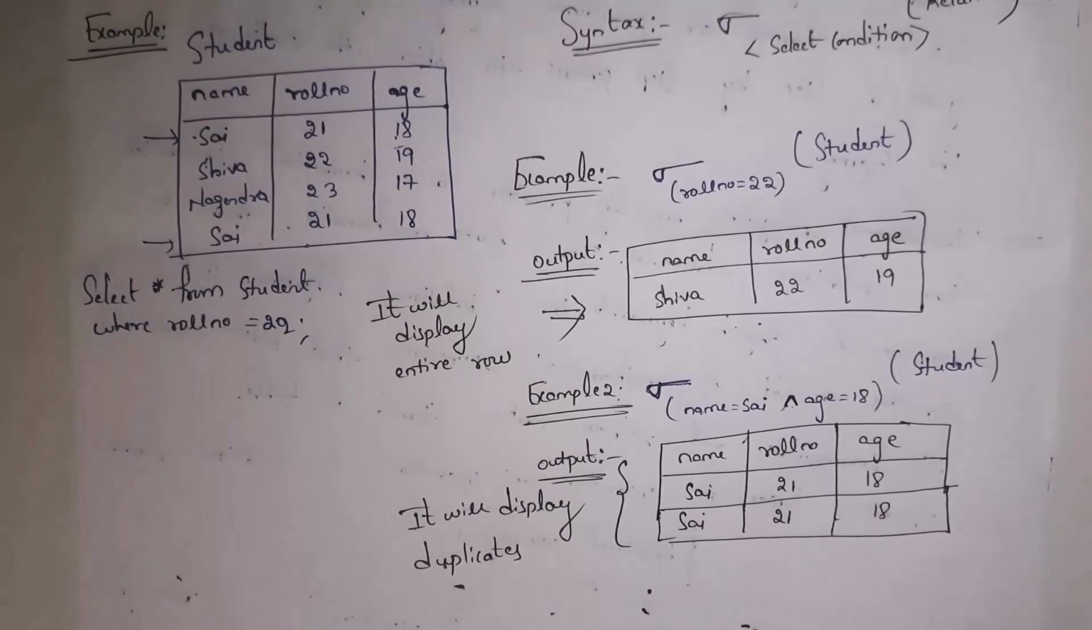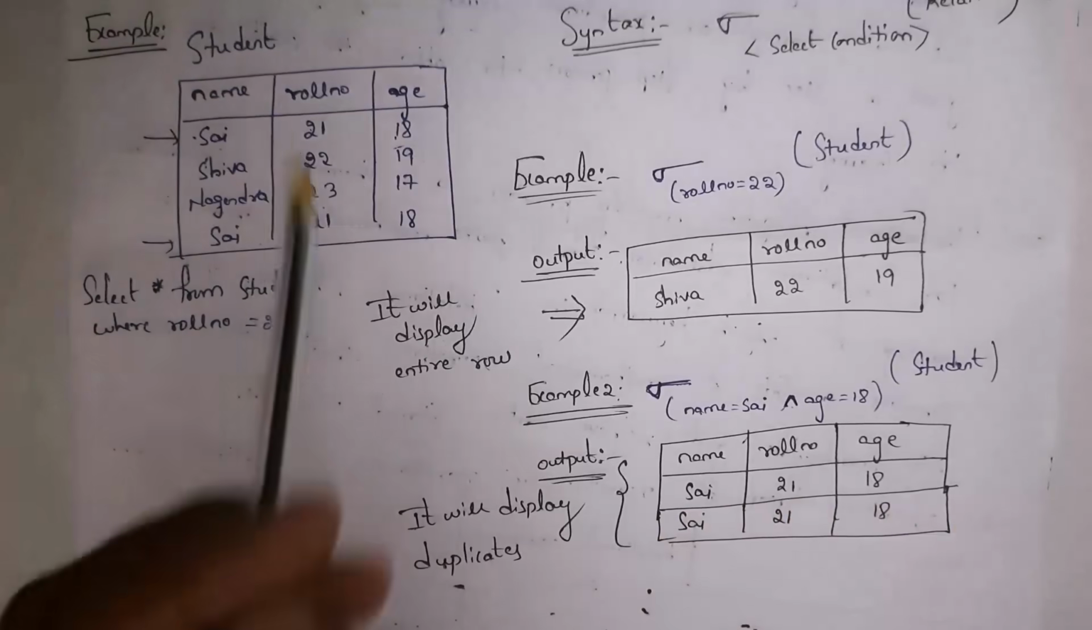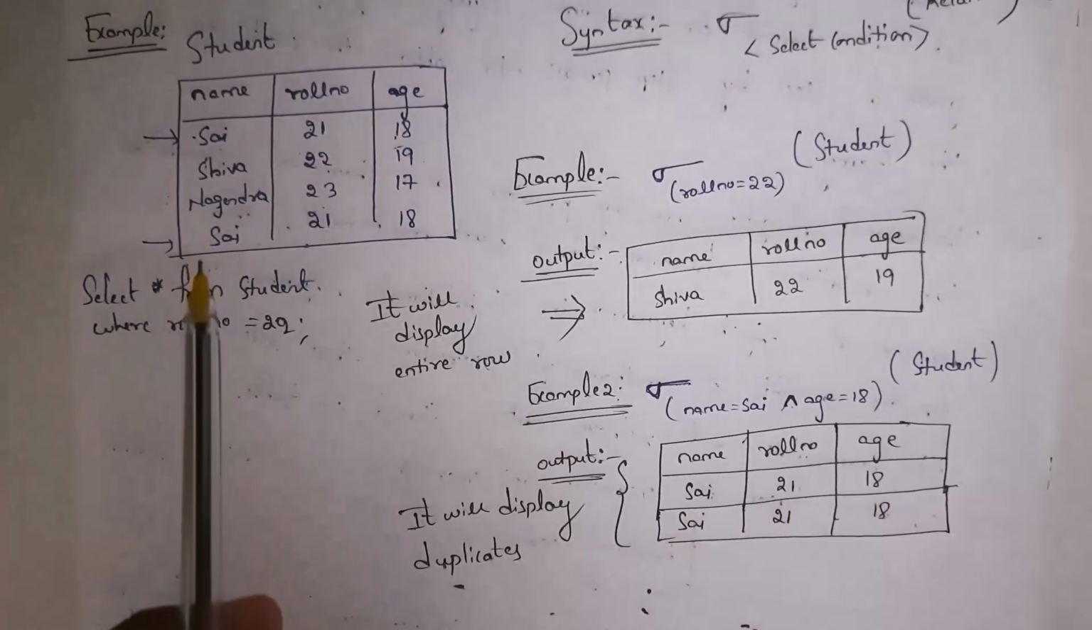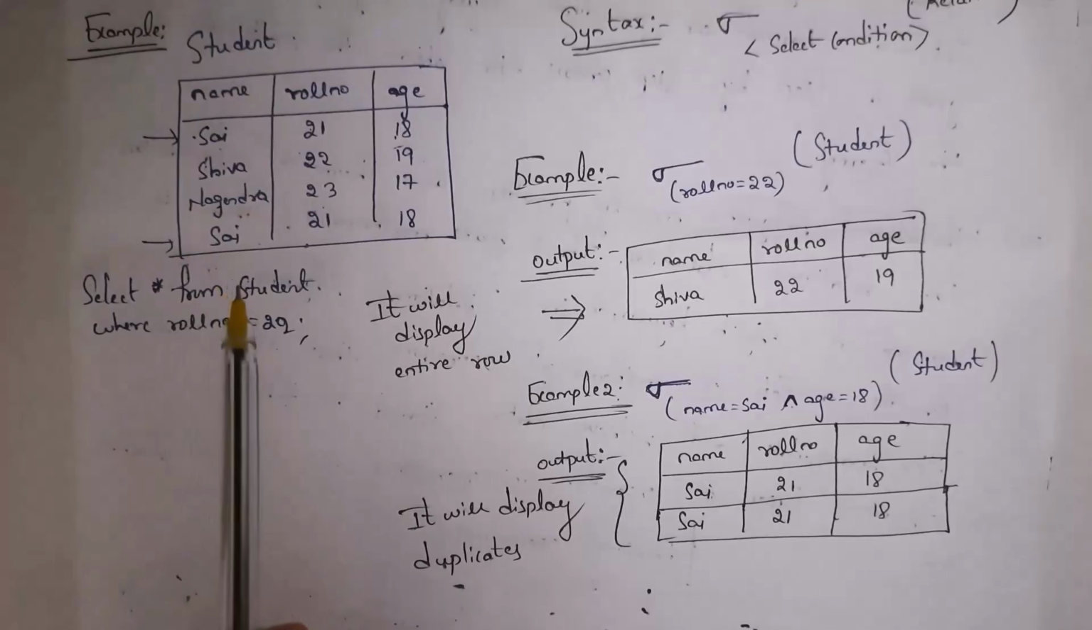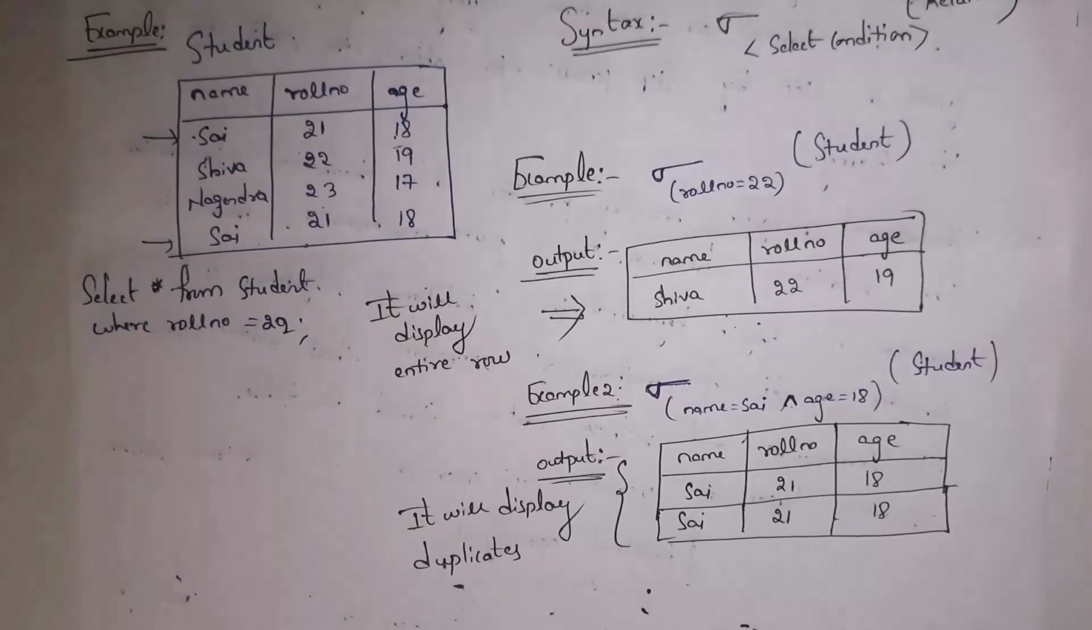That means the selection operation will allow duplicate values. For example, if name Sai, roll number 21 and age 18 is repeated 10 times in this table, even though it is repeated 10 times, it will display the output 10 times. That means the selection operation will support duplicate values. This is all about selection operation.